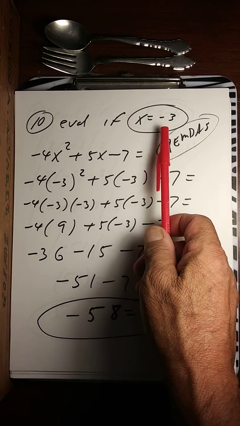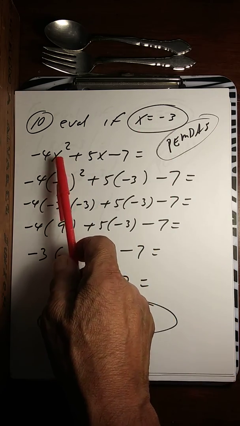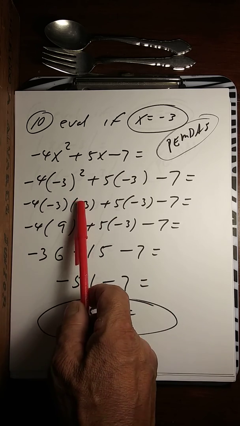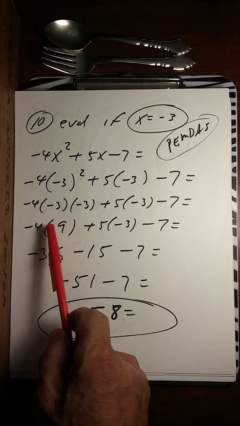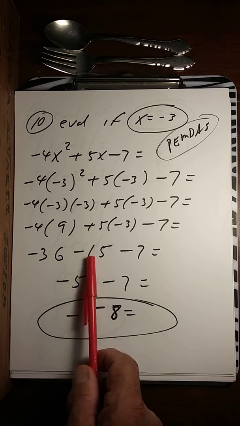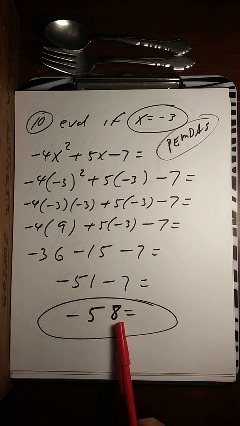Evaluate if x equals negative 3. Put it in there for the x's. So negative 3 squared means negative 3 times negative 3. That's going to be 9. That turns out negative 36. That turns out negative 15. Bring it down. Then that's negative 51. And negative 7 is negative 58.